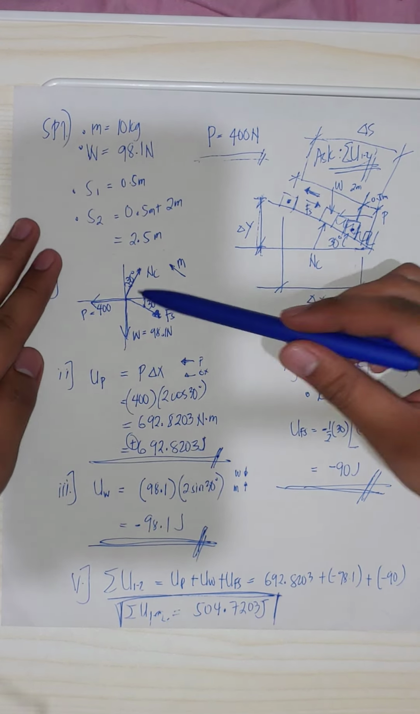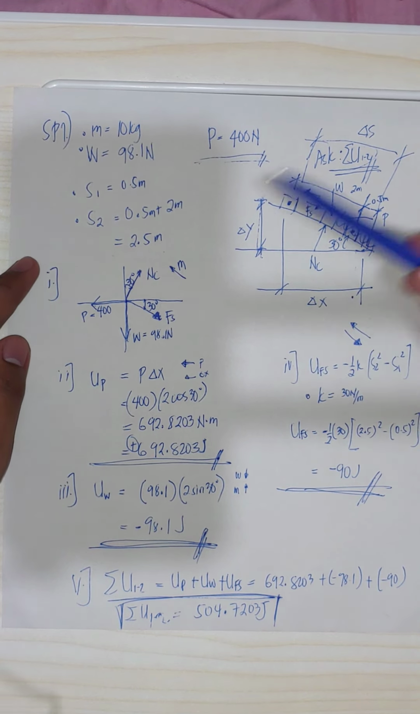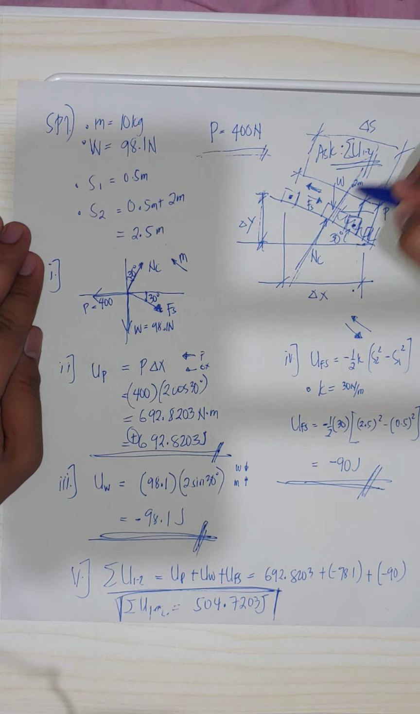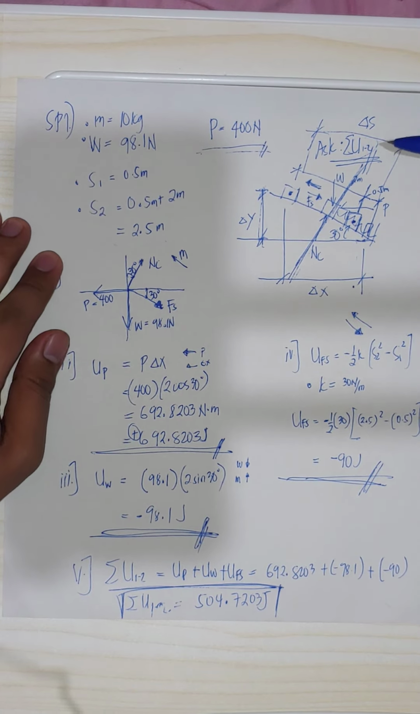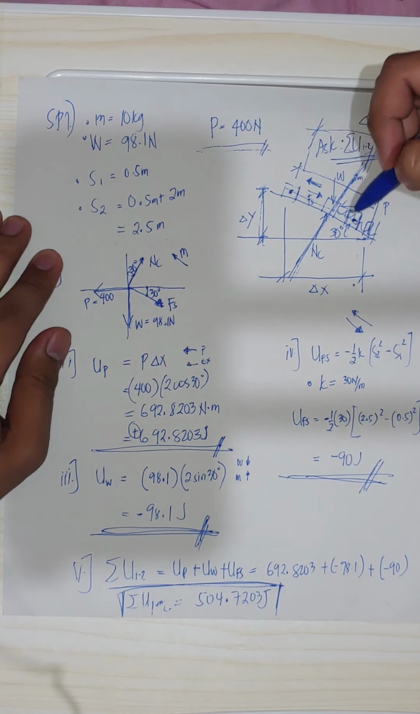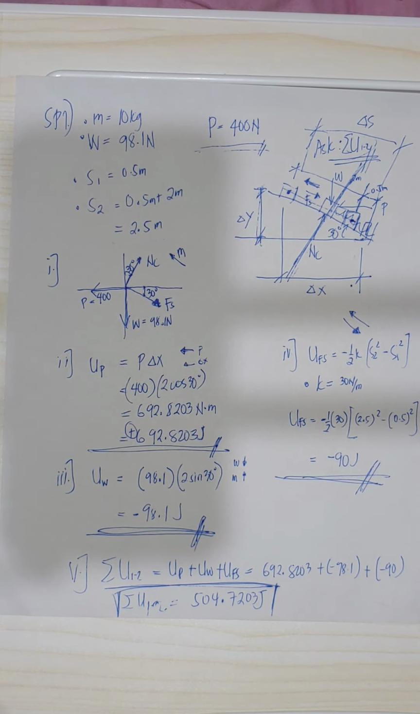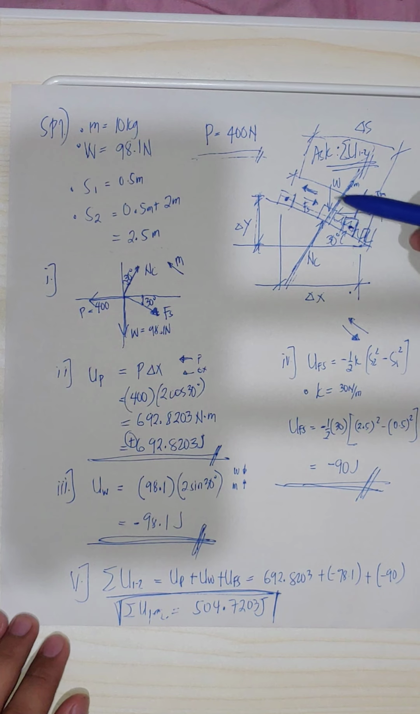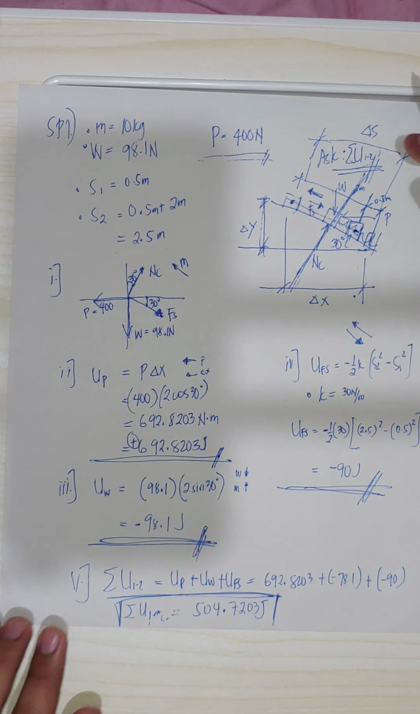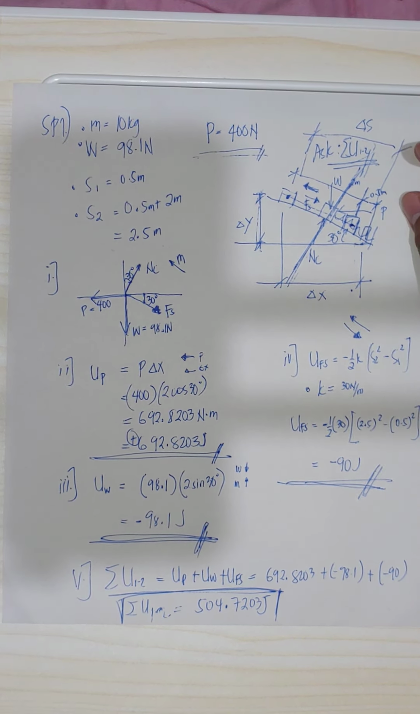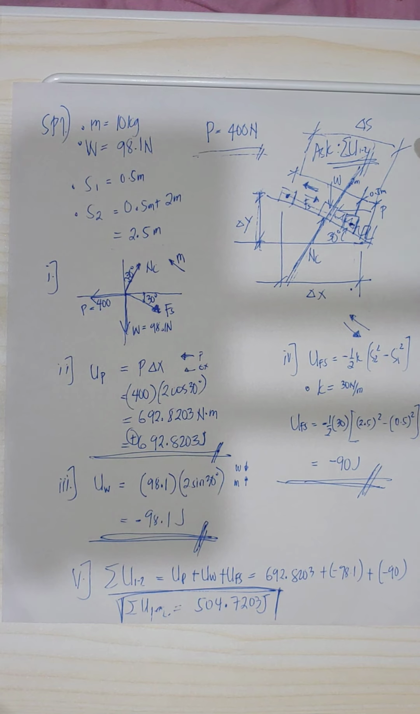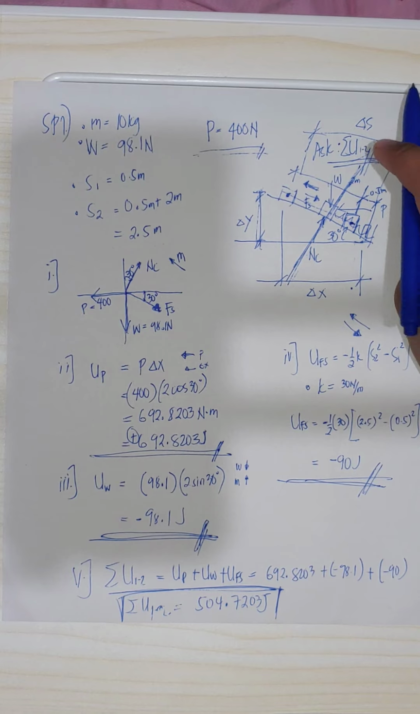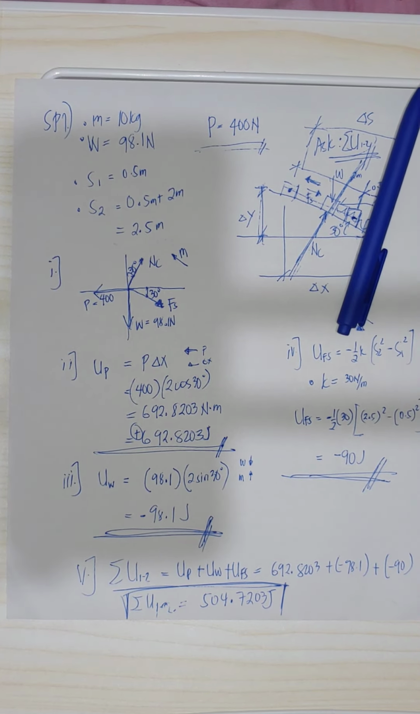Now how about, sir, why are there no components along the other axes? There is no motion along this axis. The motion is only in this direction, right? So toward there, and then the weight and the force P are always perpendicular to the displacement. Okay?